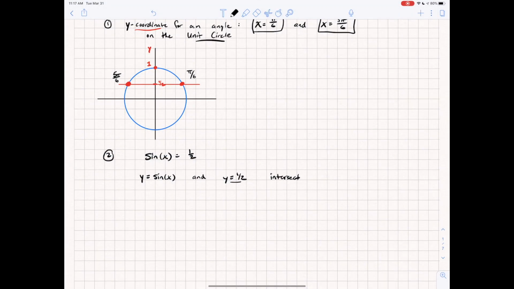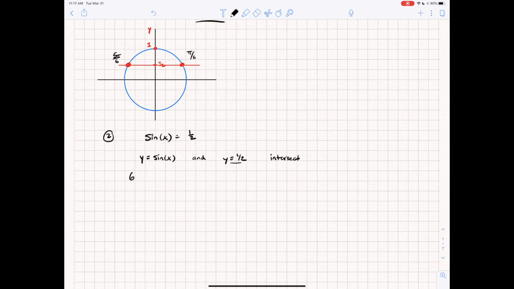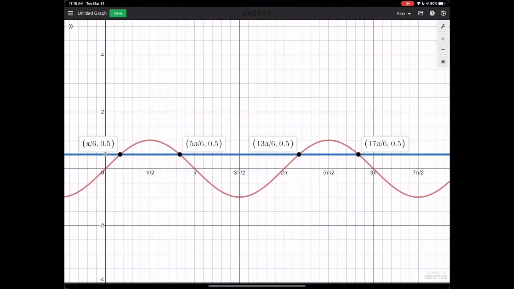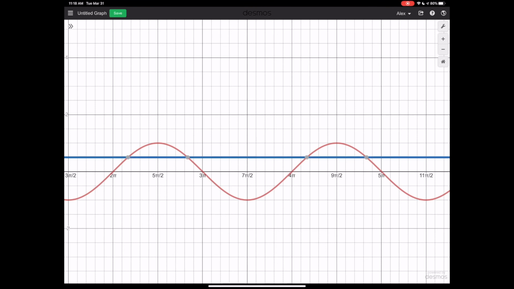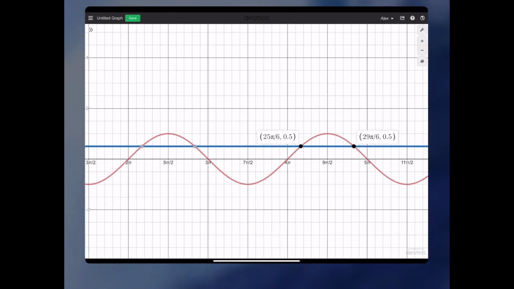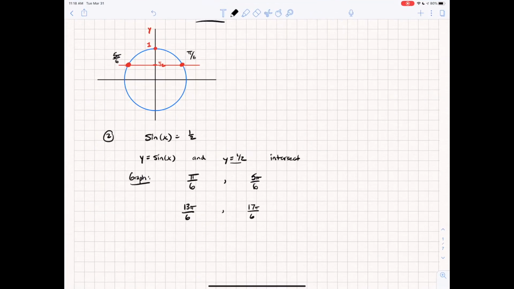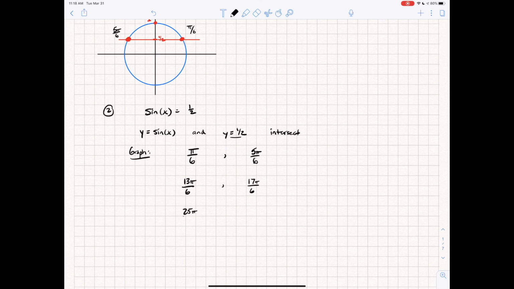So I'm going to go back and let's write these out. From a graph, I have one solution was pi over 6, and one solution was 5 pi over 6. The next pair was 13 pi over 6 and then 17 pi over 6. What about the next pair? Let's go back to Desmos. The next pair was here, 25 pi over 6, and then 29 pi over 6. Let's go back to Notability. So we had 25 pi over 6, and then 29 pi over 6.